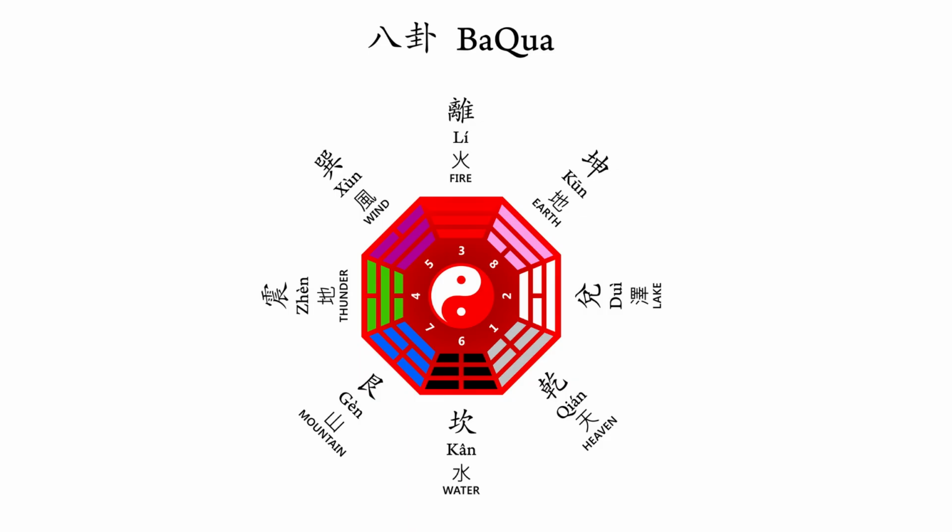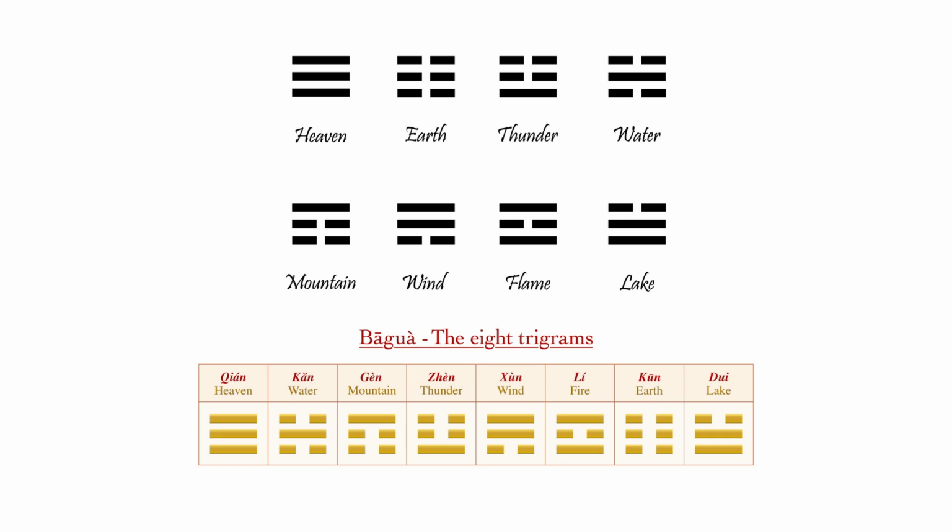So as we know, the I Ching comes from the Bagua, and the Bagua is 8 trigrams. Here is the picture of the 8 symbols. We have Qian, the heaven, Kan, the water, Gen, the mountain, Zhen, the thunder, Xun, the wind, Li, fire, Kun, the earth, and Dui, the lake. And each of the gua consists of 3 lines. The solid line means the yang energy, and the broken line means the yin energy.